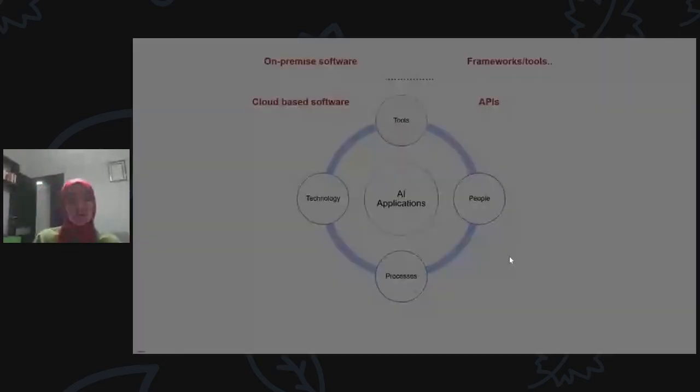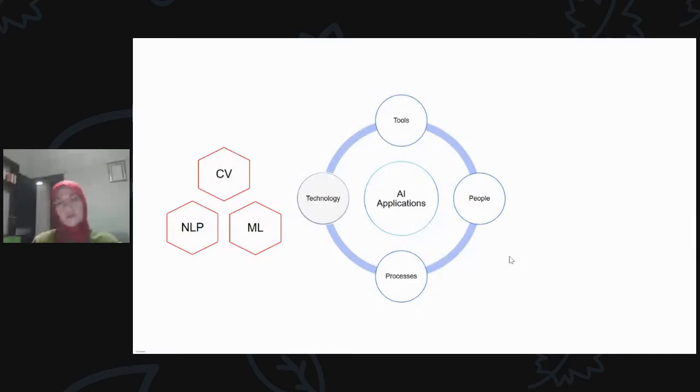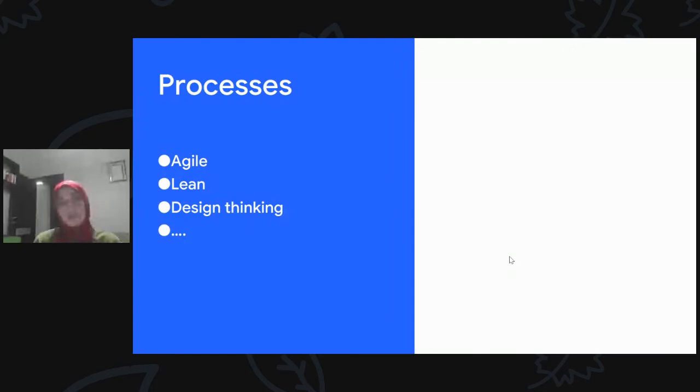Technology, as I mentioned, has already been proven. It's not about proving machine learning or computer vision anymore. It's about using this technology inside an application. And the fourth one is processes, and this is what I'm going to focus on today. I'm sure that you heard about Agile, Lean, Six Sigma, and recently you will find that design thinking is much linked now with artificial intelligence applications, and we will know why.